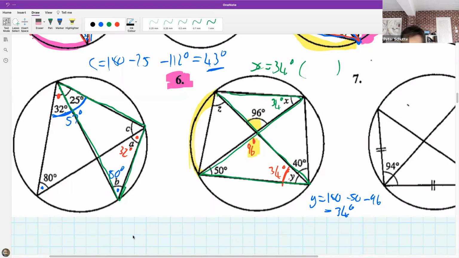Yeah, let's go to Cass. Cass, how did you get Z? Hey, so what I'm thinking is that on a straight line, it's 180.